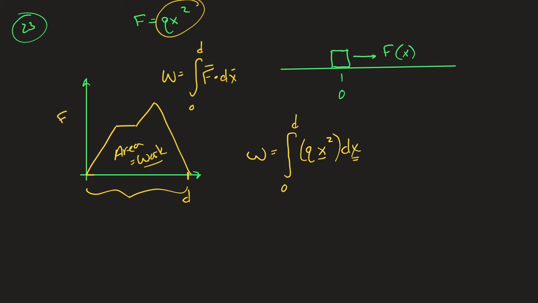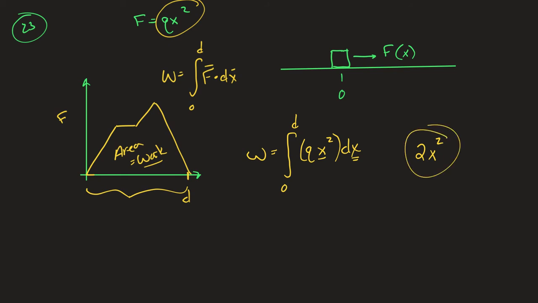So the q doesn't matter. The q is a constant. Any variable that is not x, we can ignore or treat like a number. So you could treat this like 2x squared and be asked to figure out the antiderivative with respect to x. The q would be treated like the 2. I would just ignore it and deal just with the x. Same thing here.